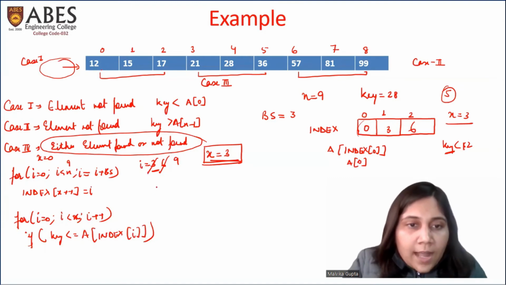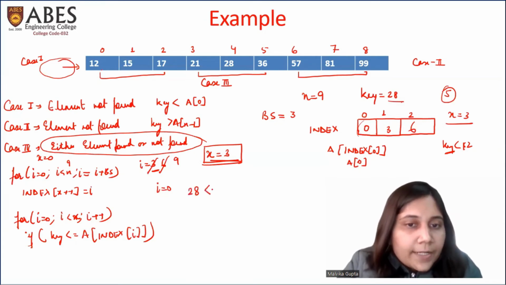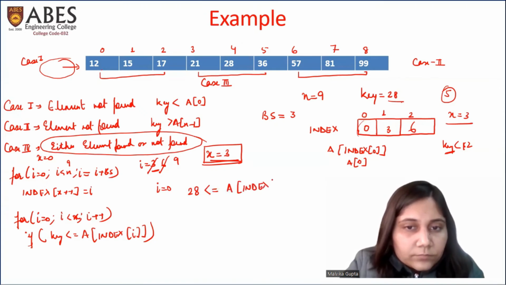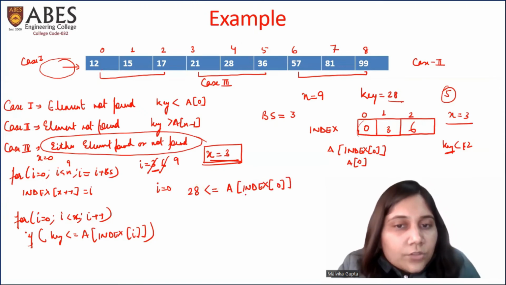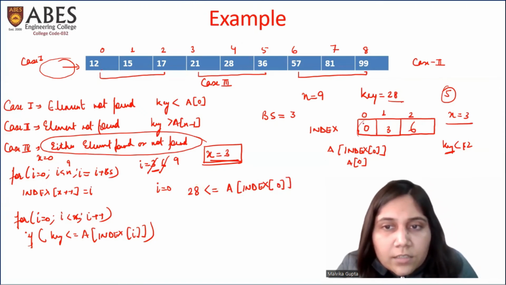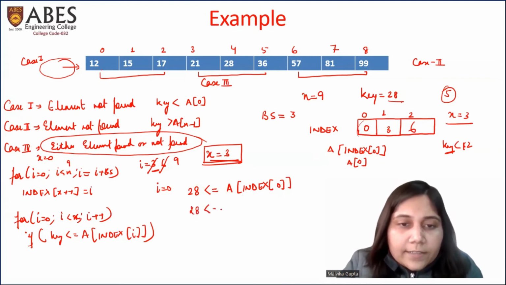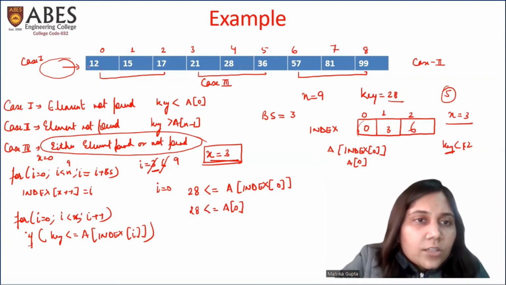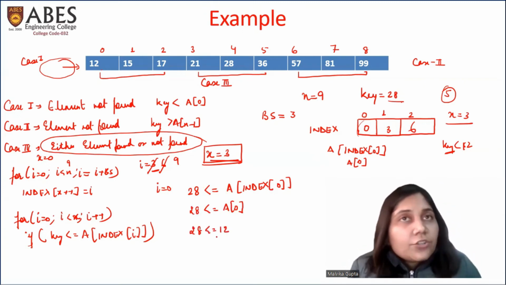So first of all, I is equal to 0. I'm writing it over here. My key is 28, which is the value I am going to search. 28 is less than or equal to a of index I. I is 0, so here it is 0. Now see, index of 0 is what? The value at index 0 is 0. So it will become 28 is less than or equal to a of 0. What is the value at a of 0? It is 12. So it will be 28 is less than or equal to 12. Is the condition true or false?